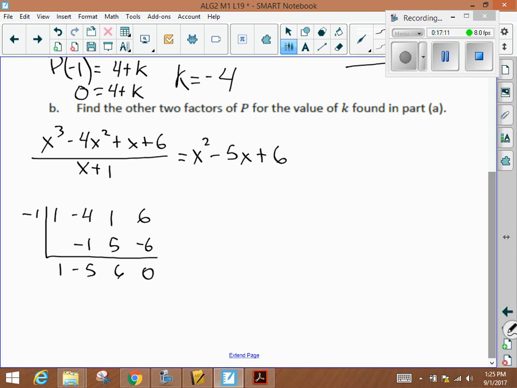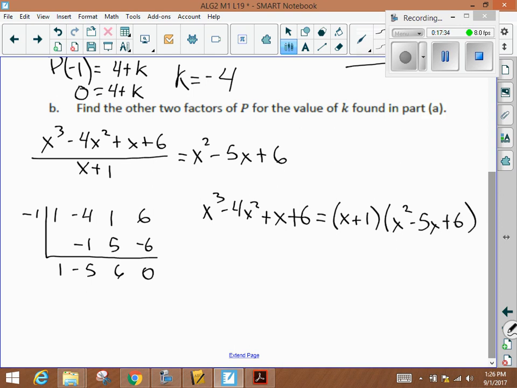In other words, I could also say that x cubed minus 4x squared plus x plus 6 is equal to, right, if we look at it in terms of multiplication instead of division, I have here the two factors of p of x are x plus 1 and x squared minus 5x plus 6. How do they get three factors? What they're doing is factoring our expression x squared minus 5x plus 6.